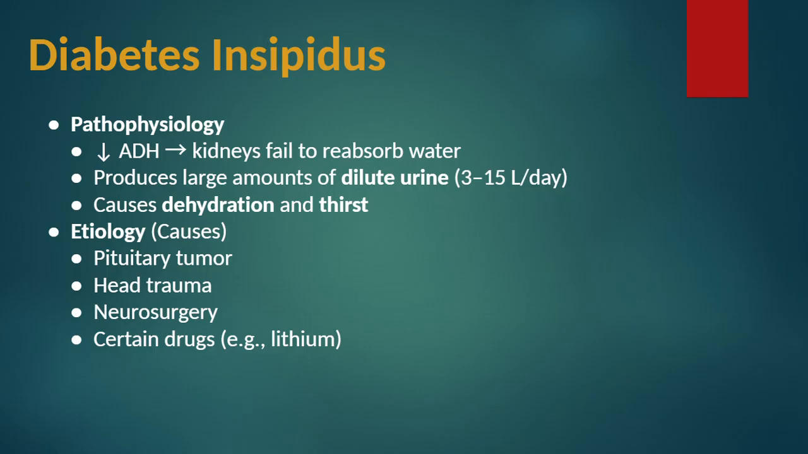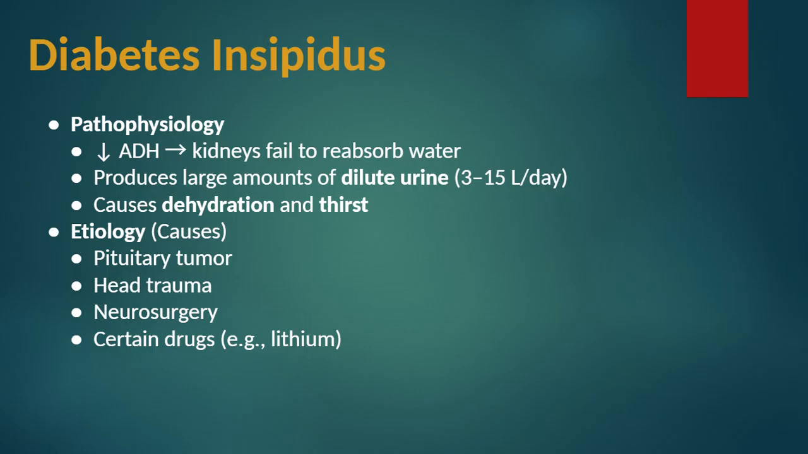To remember this, think of DI, dry inside, because patients lose so much water that they become dehydrated. If untreated, severe fluid loss can lead to electrolyte imbalances, especially hypernatremia. That's high sodium levels in the blood due to water depletion. Treatment depends on the type of DI. For central DI, where there's not enough ADH being produced, patients may receive desmopressin, DDAVP, a synthetic form of ADH. For nephrogenic DI, where the kidneys don't respond to ADH, treatment focuses on maintaining hydration and addressing the underlying cause.